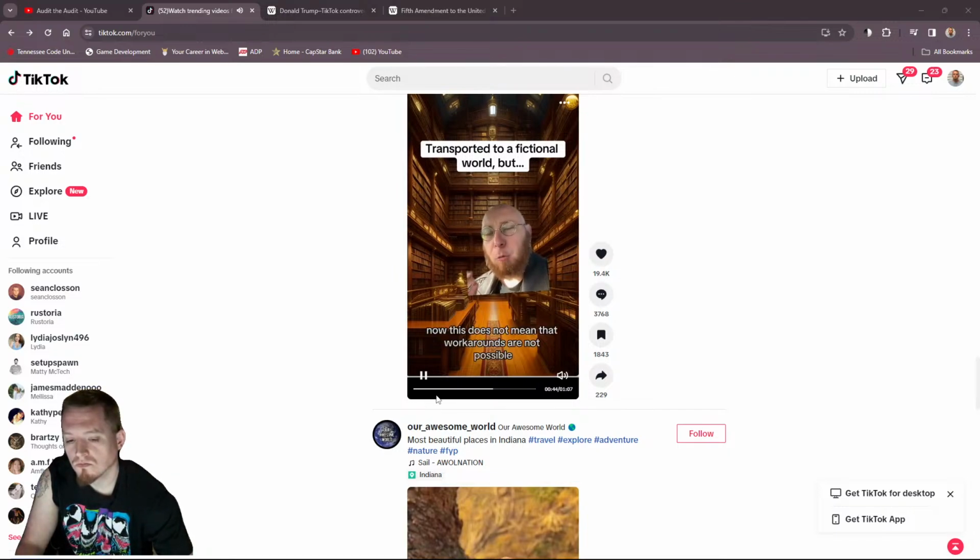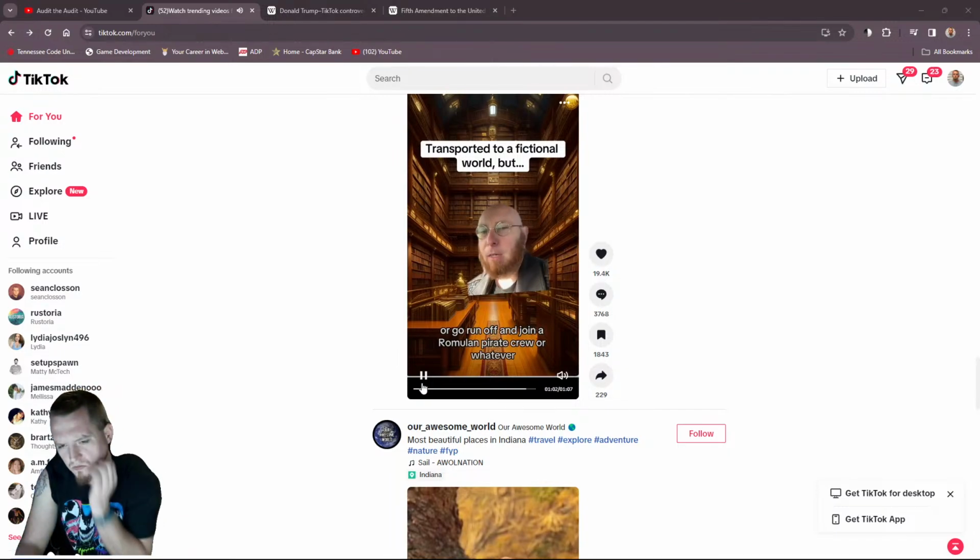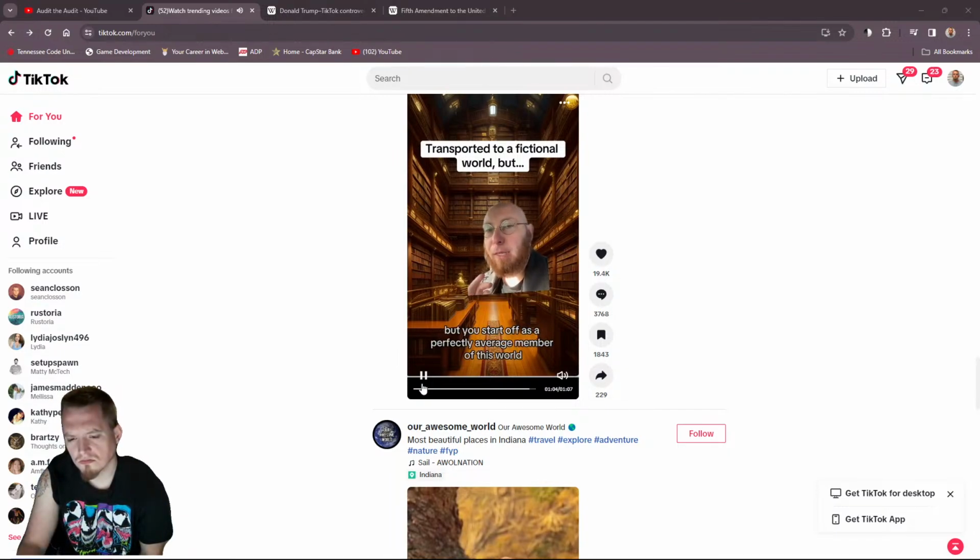Now, this does not mean that workarounds are not possible. If, for instance, you were to choose the Harry Potter wizarding world, then you would still have to be a muggle, but you could always find a wizard to marry, which would grant you access into the wizarding world. If you chose Star Trek, you could always try to attend Starfleet Academy or run off and join a Romulan pirate crew or whatever. But you start off as a perfectly average member of this world. So which world do you choose?